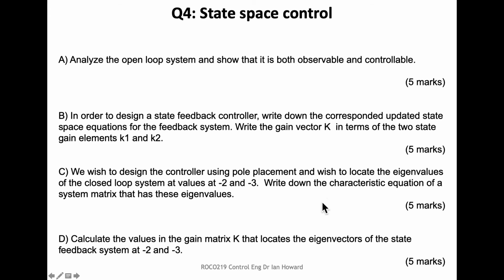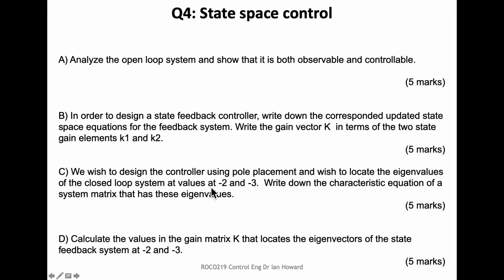So it wants us first of all to write down the corresponding state feedback control equations that we can get from basically the normal state space equations. And it wants us to use a gain vector K, which is built up from two elements, K1 and K2. So it's telling us that it's going to be a 1 by 2 matrix with K1 and K2 being the element values.